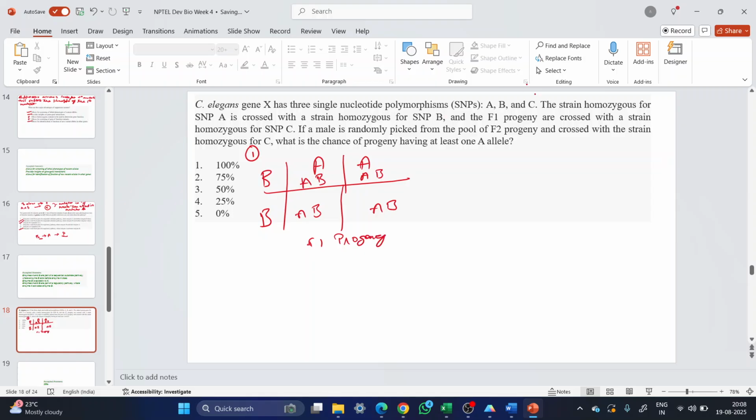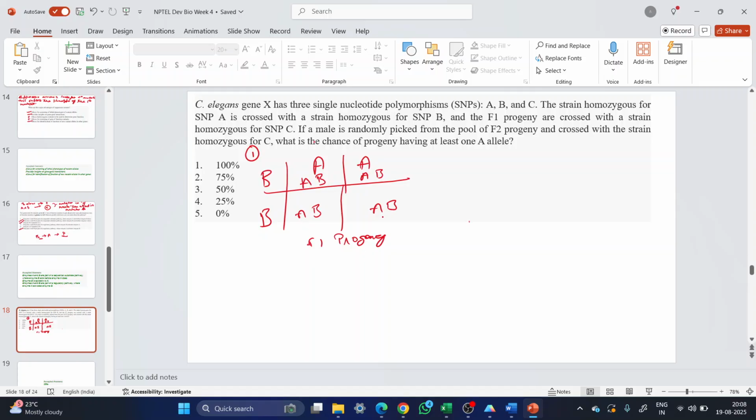So what did they tell? They said that the strain homozygous for SNP A. Homozygous means that both the alleles are the same. So the strain homozygous for SNP A, which is AA, is crossed with the strain homozygous for SNP B, which is BB, and the F1 progeny. What is the result of F1 progeny? It is AB. The F1 progeny are crossed with the strain homozygous for SNP C.